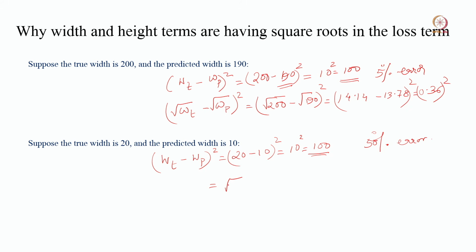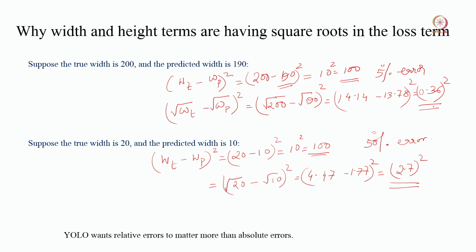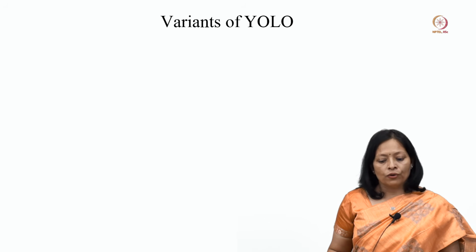Now, here it is square root of 20 minus square root of 10 whole square, which is nothing but 4.47 minus 3.16 square, which is around 1.3 square. Now, we can see here the error is more compared to the earlier case. So, YOLO wants relative error to matter more than the absolute error. That is the reason that square root terms are taken in the size when the width and the height come into the picture.